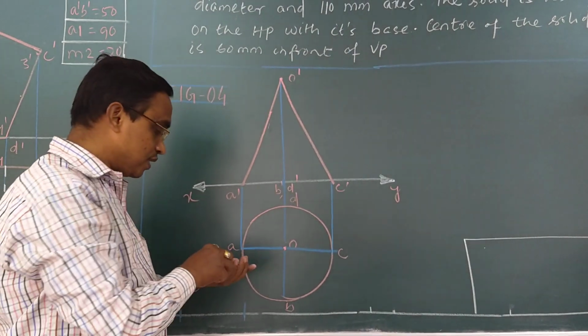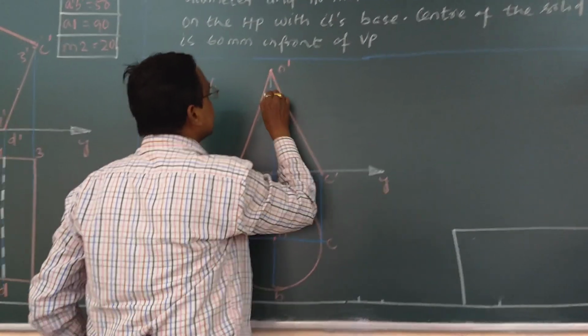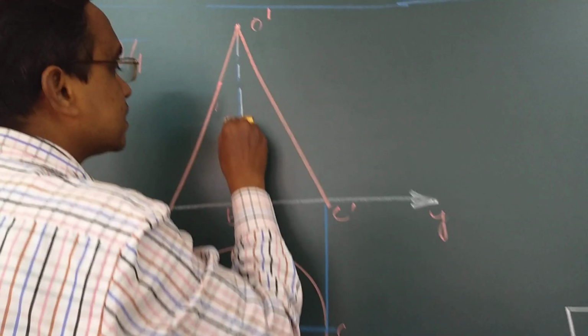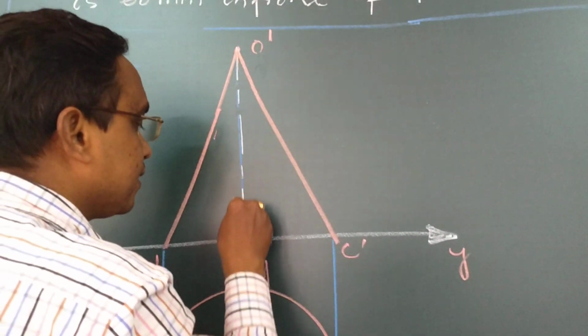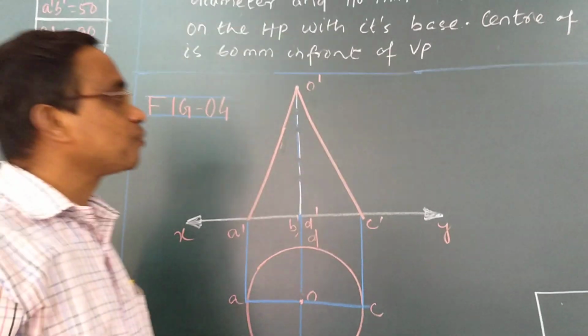This is the top view, and you draw here the center line, that means 6, gap is 2, then 2 mm line, gap is 2, 6, accordingly you maintain. This is all about figure number 4.